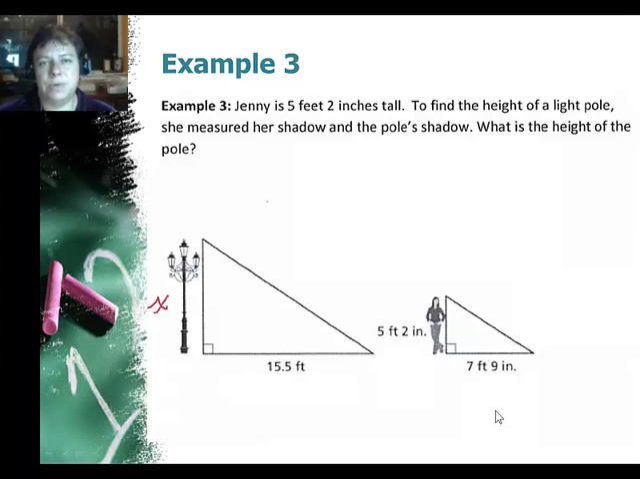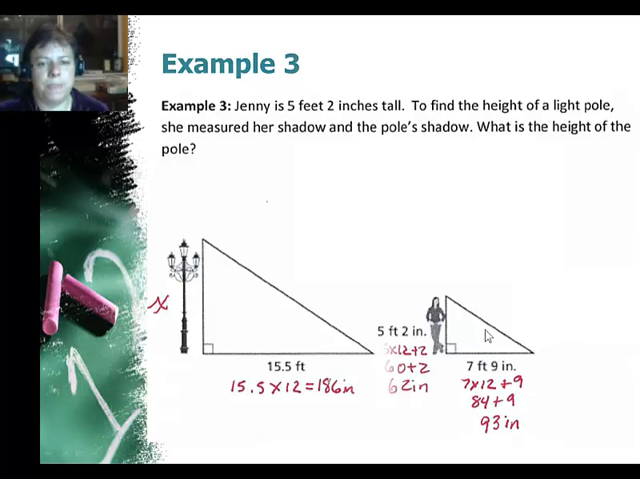Jenny is 5 foot 2 inches tall. Her shadow is 7 feet 9 inches long. And the pole we're trying to find, I went ahead and put an X next to it. And the shadow from the pole is 15.5 feet. The first step is I have kind of mixed units in here. I have feet and inches for Jenny and her shadow. So I need to convert them all.